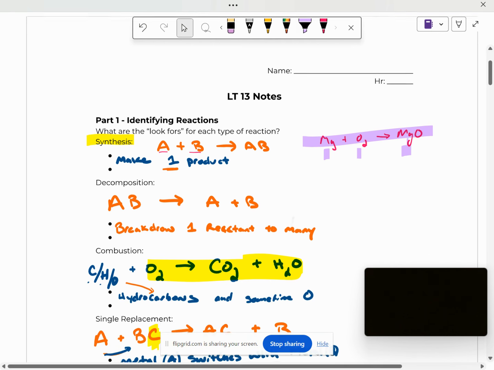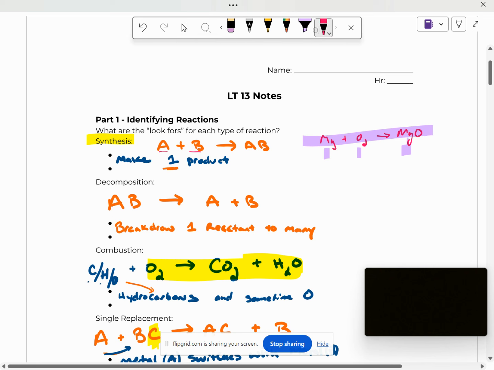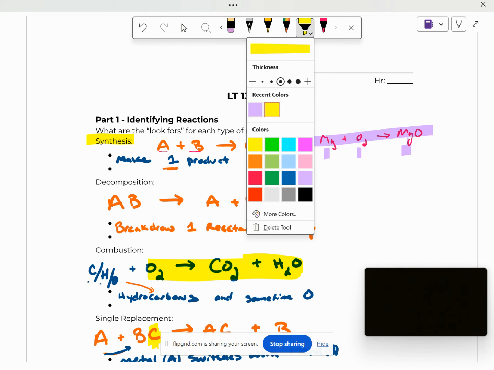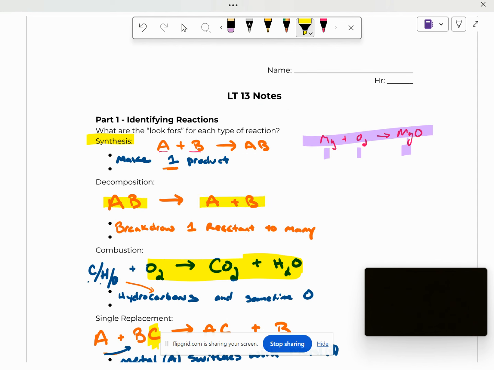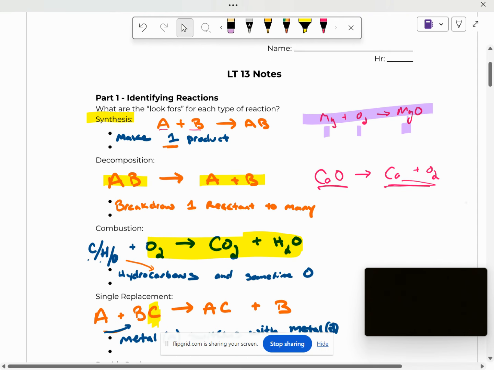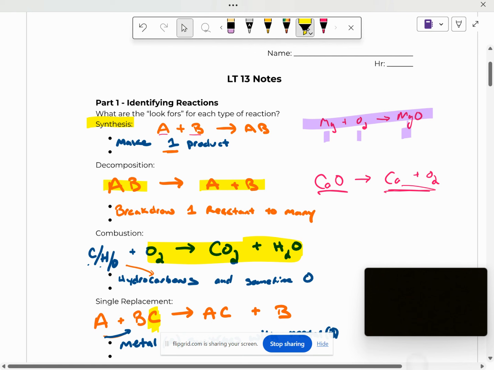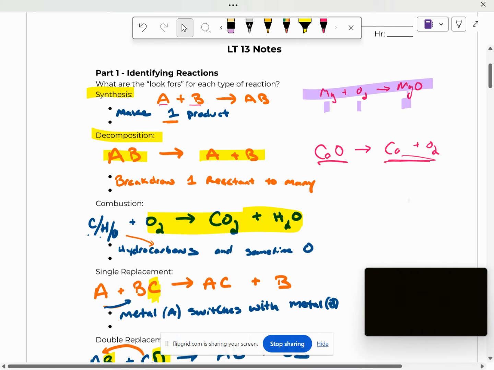That would be an example of a synthesis problem where you have two and you make one. The other side of the coin would be a decomposition reaction, where you have one and you make multiples. An example of that would be calcium oxide breaks down into calcium plus oxygen. So you have one and then you break down into multiples. So decomposition and synthesis, that's how you're going to identify those.